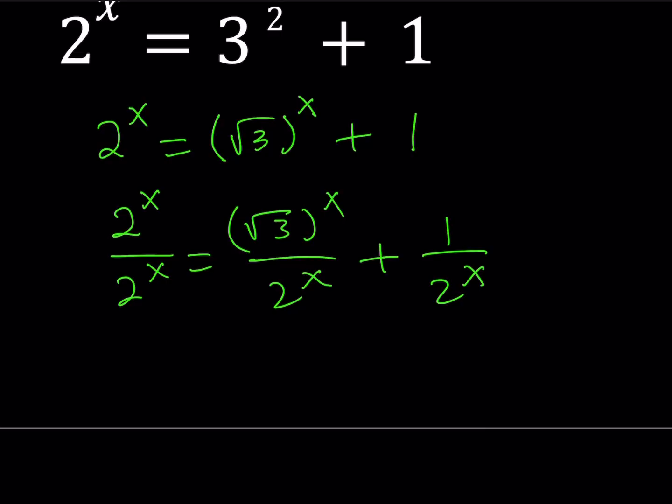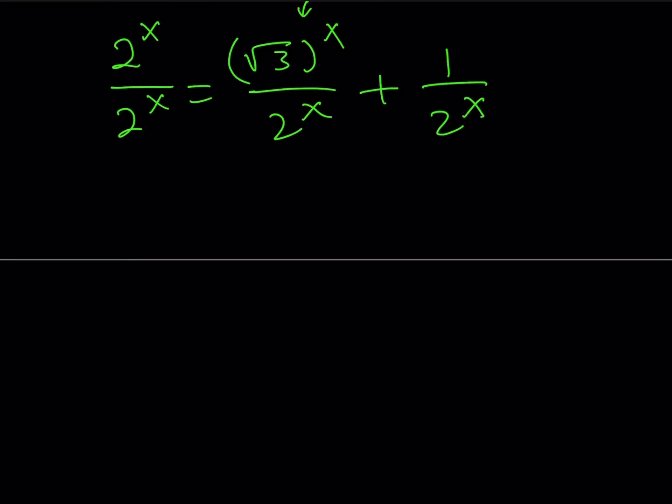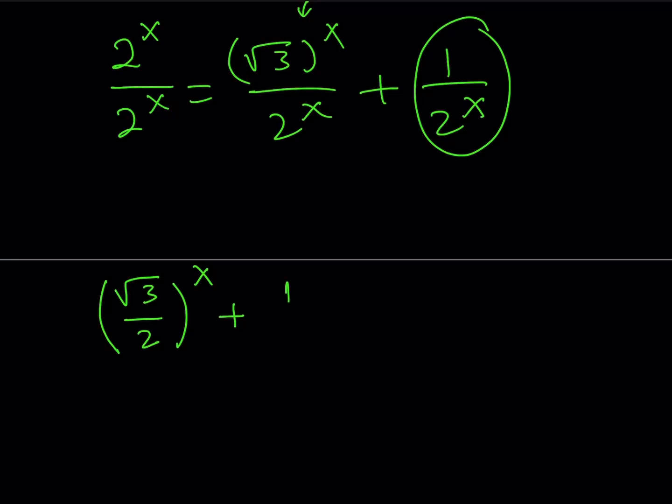This gives us something super nice. I'd like to take the right-hand side and put it on the left-hand side, so switch sides. Since both of these expressions have the same exponent, I can basically write it as square root of 3 over 2 to the power x, plus, and I can do something similar here. 1 over 2 to the power x can definitely be written as 1/2 to the power x, just like the first one. And what is 2 to the power x divided by 2 to the power x? That is equal to 1. And obviously 2 to the power x can never be 0, so this is not going to be a problem.